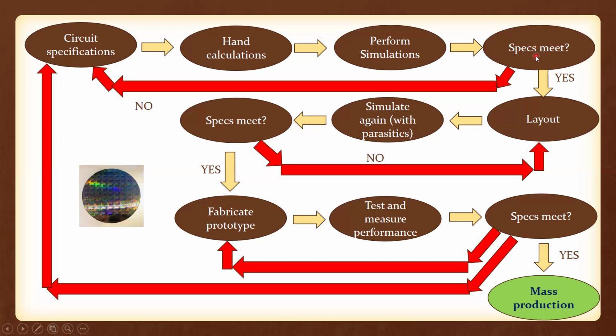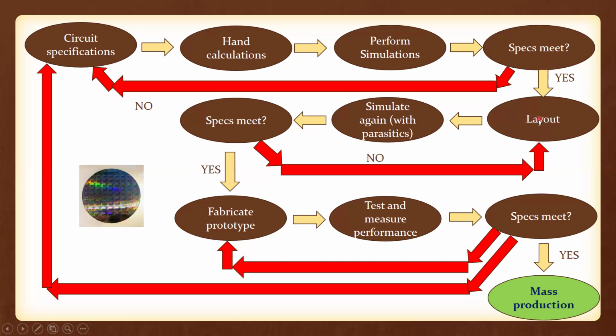Then through simulation, you try to understand: is my circuit meeting the specifications? Specs meet, the answer is yes or no. If your answer is yes, whatever gain you wanted of an amplifier, you see it through the simulation. Whatever bandwidth you wanted, you can see your simulations are showing that. Whatever the input impedance or output impedance, or for example noise in the circuit, you see that the simulation is showing that at a first level. Then you say yes, you move to the next step, which is the layout.